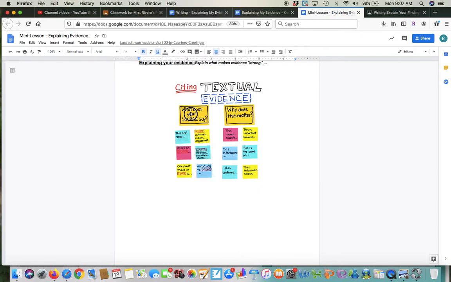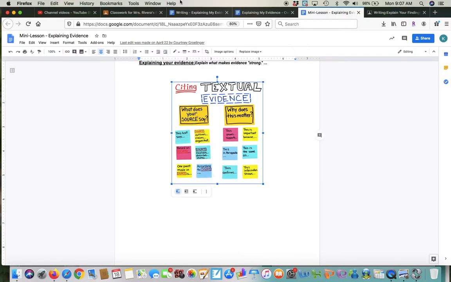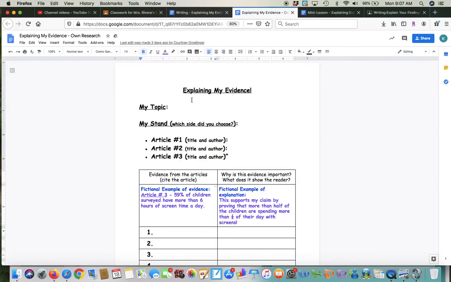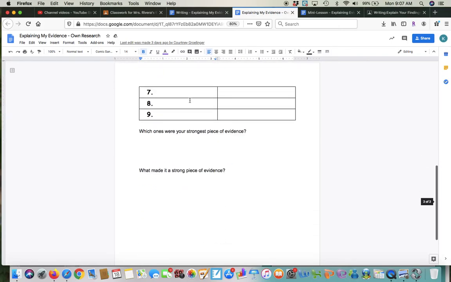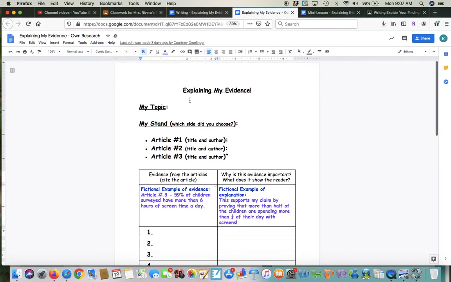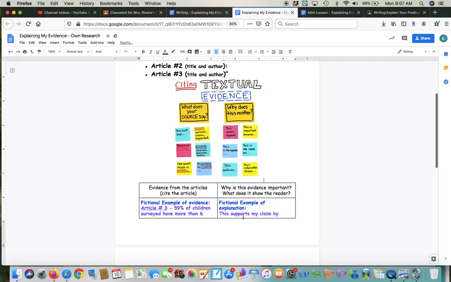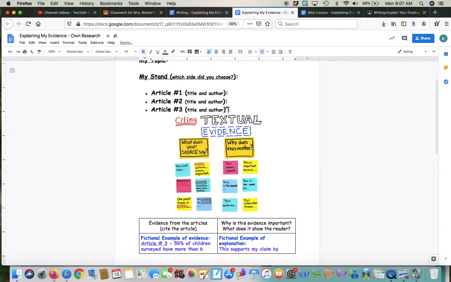So what I'm going to do actually is copy this and paste it right into the activity so that you have sentence starters. Okay, I'm going to put them here. Okay, helpful sentence starters.